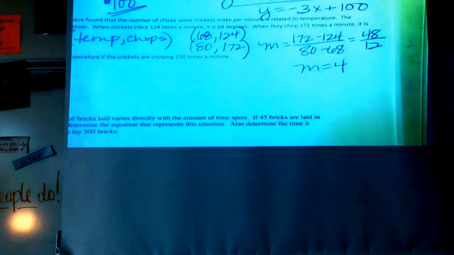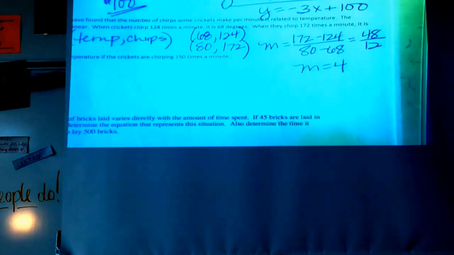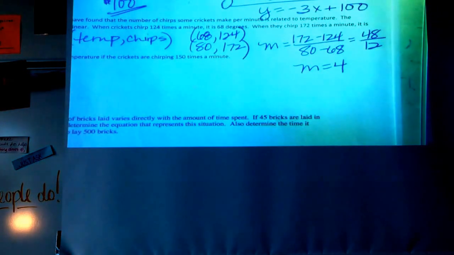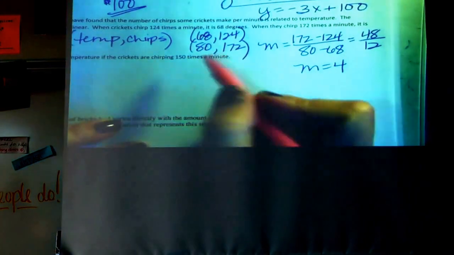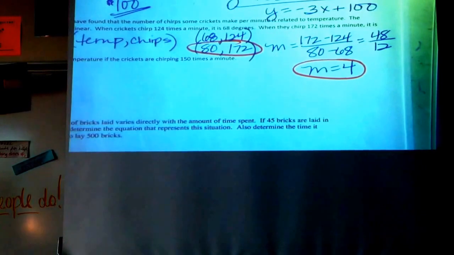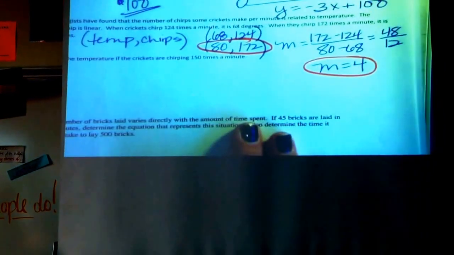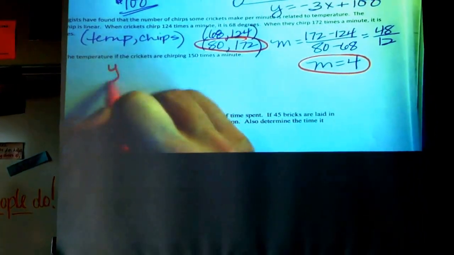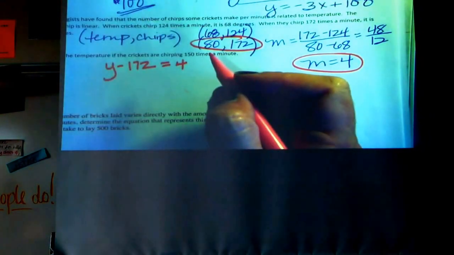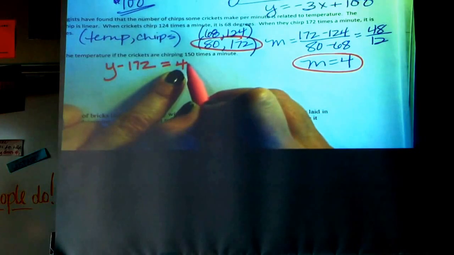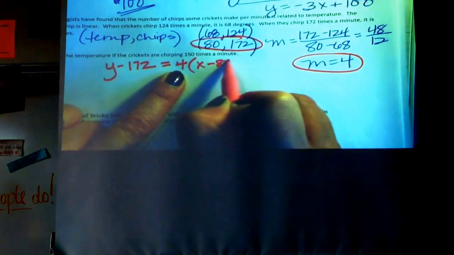Now that's all fine and dandy, but I have to finish writing this equation. What I'm going to do to finish writing this equation is use point slope form, and I'm going to just snag this point and this slope. It doesn't matter which point you use. In the end, we should have the same thing. y minus 172 equals 4 times (x minus 80).